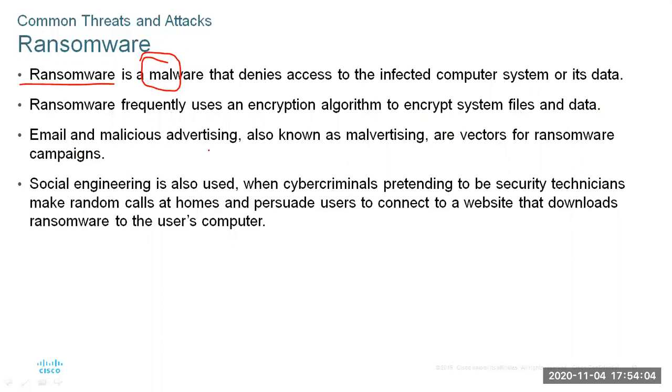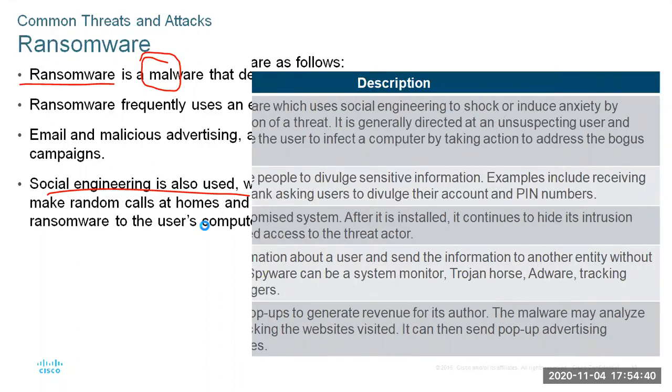All right. So usually the ransomware frequently uses an encryption algorithm to encrypt system files and data. Emails and malicious advertisements are usually ways that ransomware can gain access to your system. Social engineering is another way that it can be used. Social engineering means somebody pretending to be a security technician and deceiving you into providing vital information about your system or your network, either to put down your website or stuff like that, right?